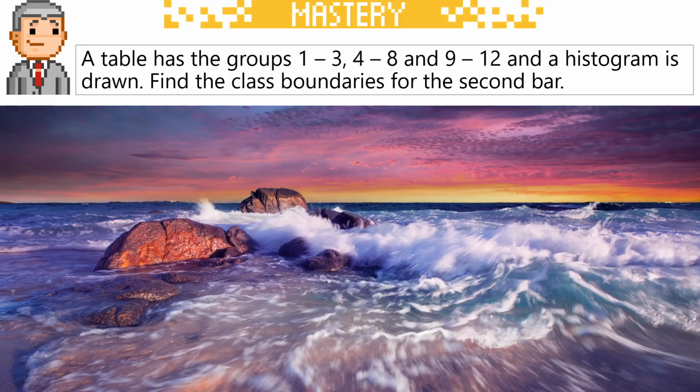And let's finish with this. A table has the groups 1 to 3, 4 to 8, and 9 to 12, and a histogram is drawn. Find the class boundaries for the second bar. If you know, write it in the comments below.